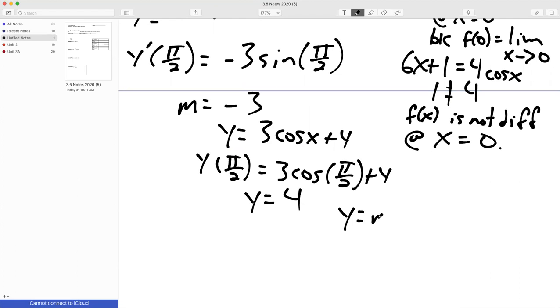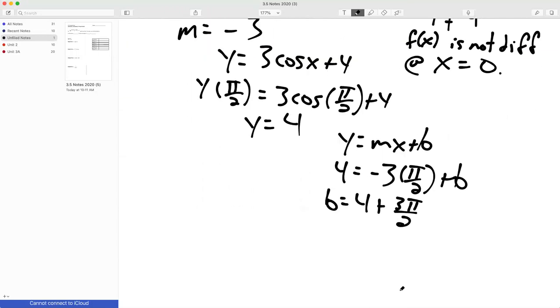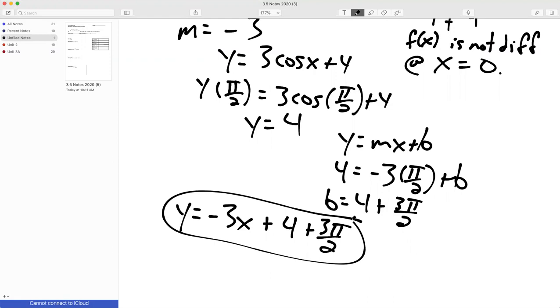Okay. So y equals mx plus b. Y was 4. The slope was negative 3. X was pi over 2. And so I'm going to solve for b, moving this to the other side. So that's going to give me b equals 4 plus 3 pi over 2. So now I've got y equals negative 3 x plus b, which is 4 plus 3 pi over 2. That's the equation of my line.